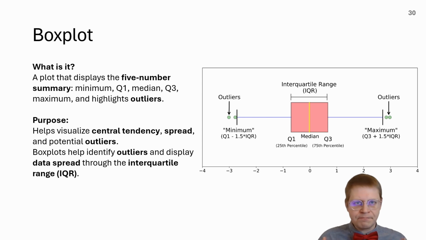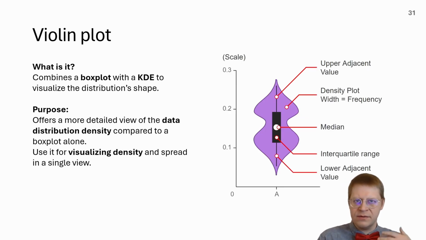So this quick snapshot is valuable when you're looking to assess the central tendency and spread of your variable at a glance. But box plots can be improved, and violin plots take the concept of a box plot and enhance it by incorporating a KDE curve.